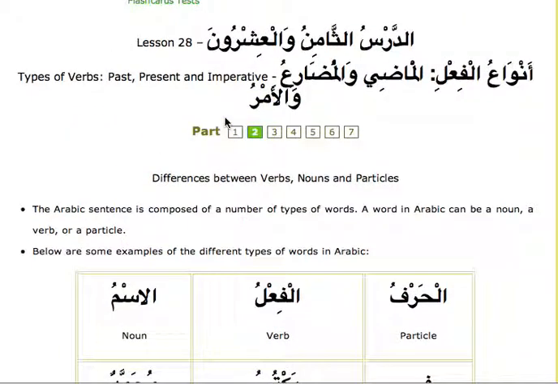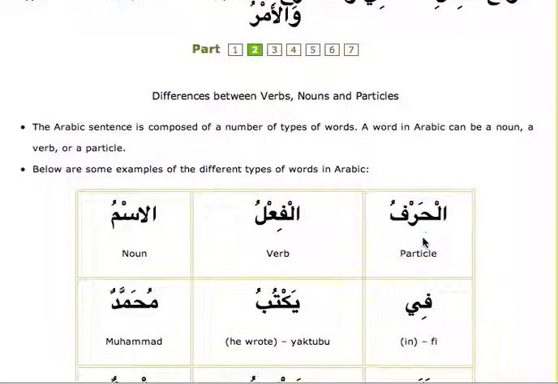Okay, lesson twenty-eight: the types of verbs, past, present, and imperative. The types of verbs: past, present, and imperative. Differences between verbs, nouns, and particles.